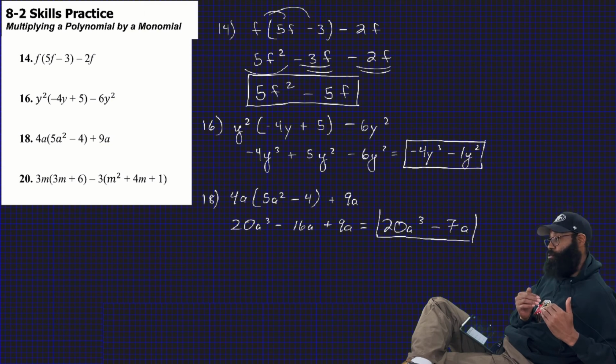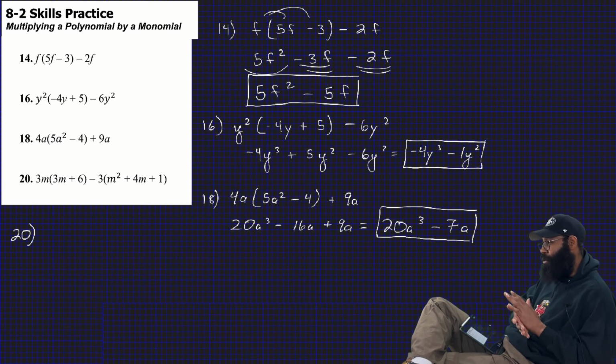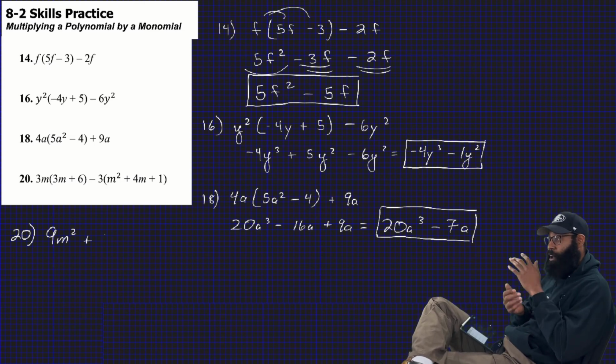Collect your like terms. Ooh, caught myself there, huh? You see that? I saw that. All right, so 20a cubed, and then of course more negatives and positives, so negative 7a. Gotta love it. For 20, looks like our big dog, right?